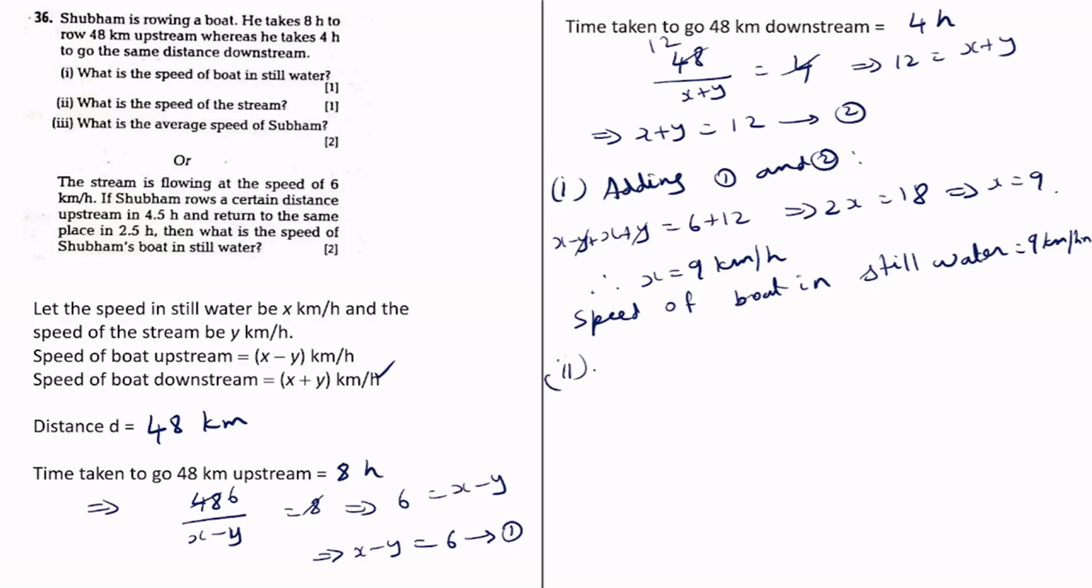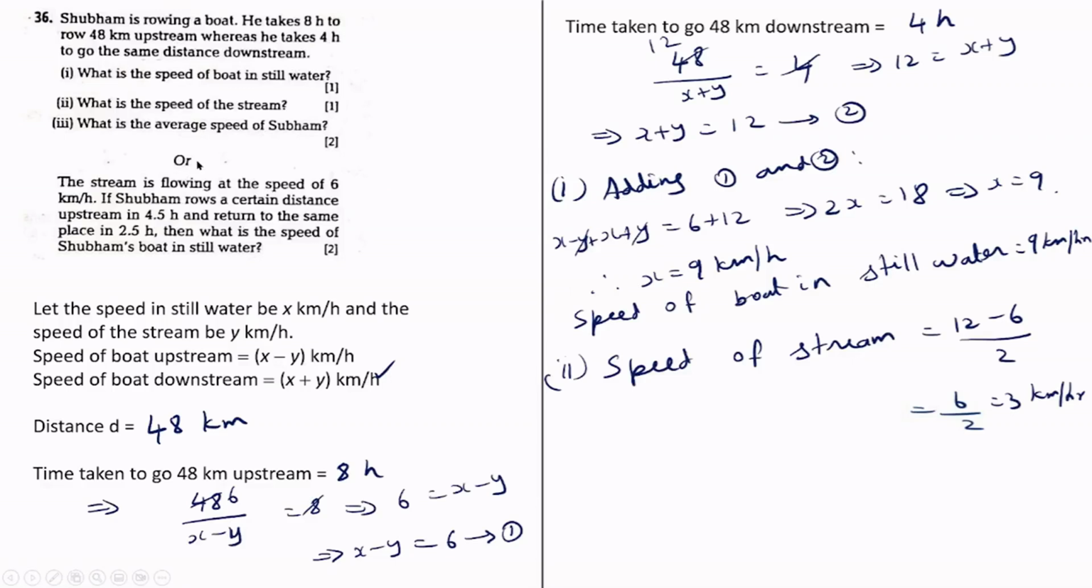Then the second subdivision, we have to find the speed of stream. Speed of stream, we can either subtract these two and find, or we know that this is the downstream speed and this is the upstream speed. So speed of the stream is given by downstream speed minus upstream speed by 2. It is 12 minus 6 by 2, which is 6 by 2, 3 km per hour. So this is the speed of stream.